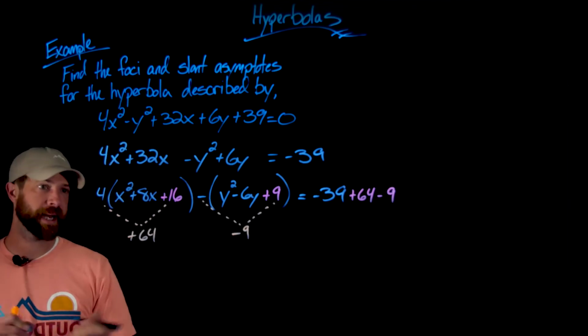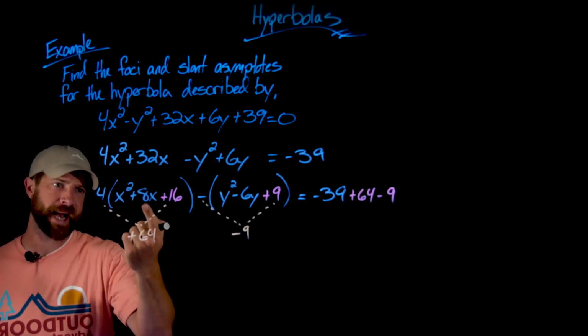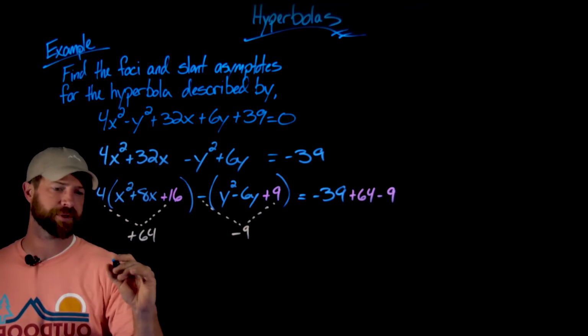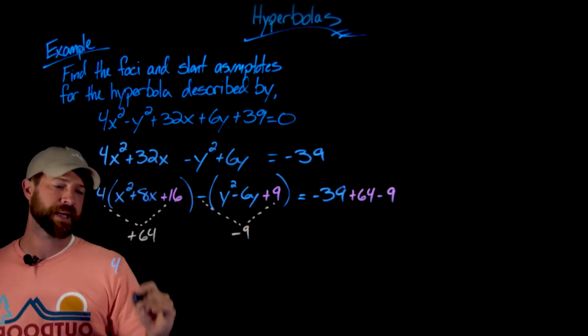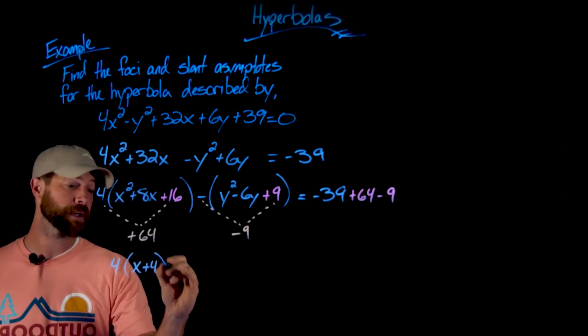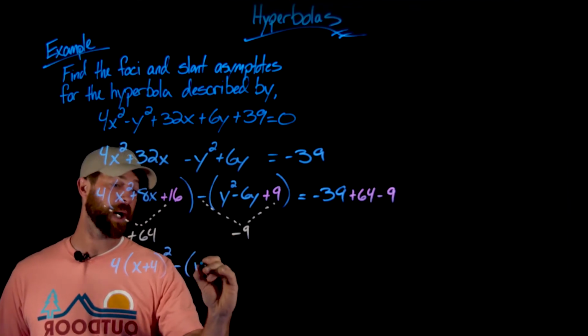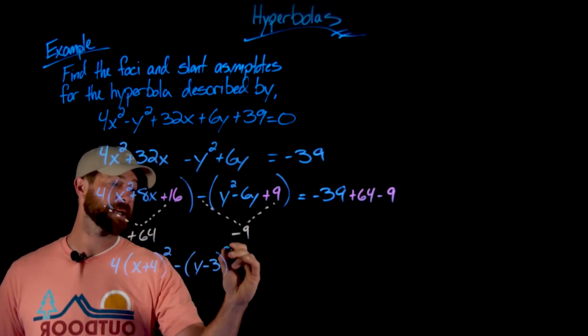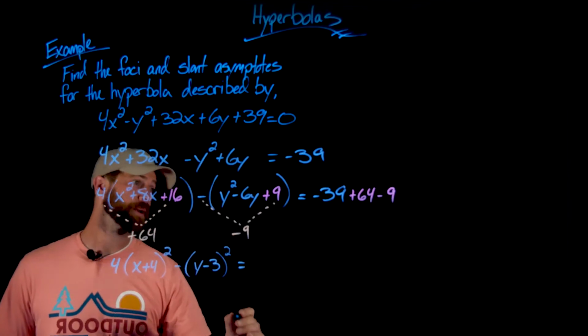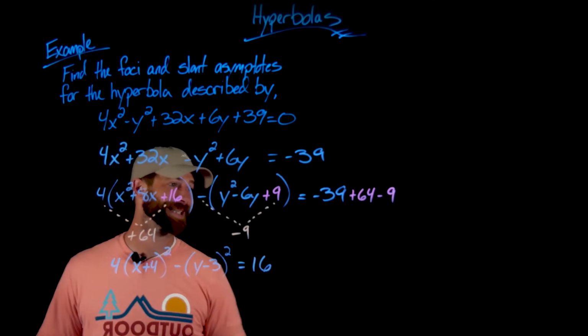And so I'll write that here, right? By the way, the 4 comes from that number that was divided by 2, right? It's always half of this coefficient, just if you're trying to remind yourself of this process. This becomes 4 times (x + 4) squared minus, and then this becomes (y - 3) squared. And when we calculate all of this out, we get that this is 16.